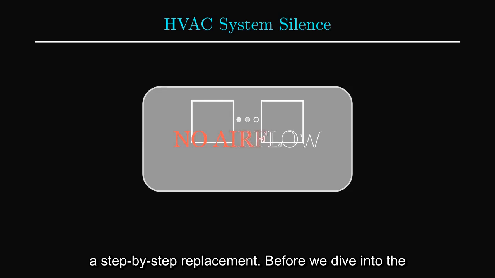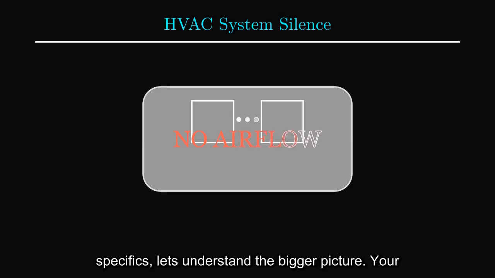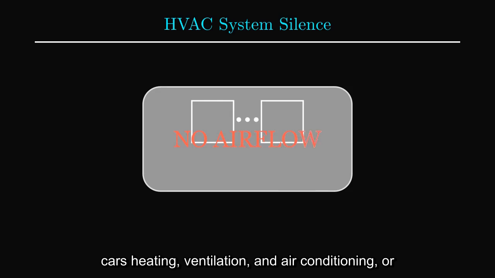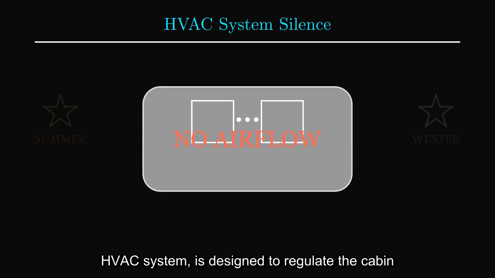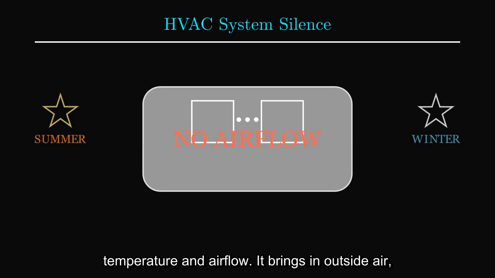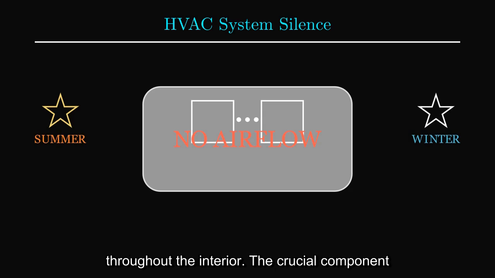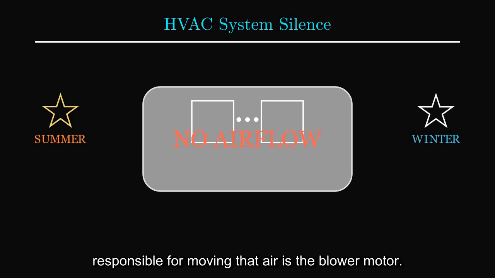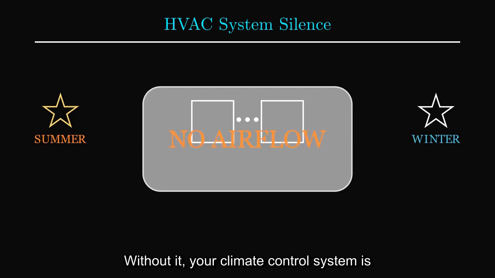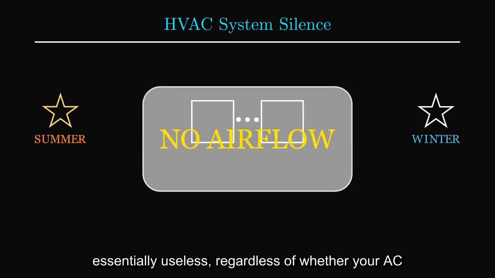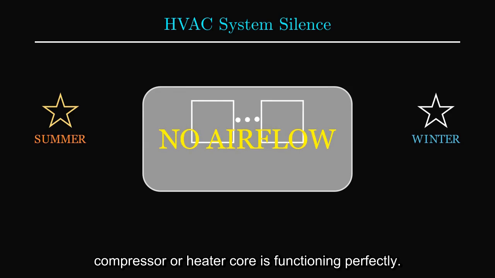Before we dive into the specifics, let's understand the bigger picture. Your car's heating, ventilation, and air conditioning, or HVAC system, is designed to regulate the cabin temperature and airflow. It brings in outside air, heats or cools it, and then distributes it throughout the interior. The crucial component responsible for moving that air is the blower motor. Without it, your climate control system is essentially useless, regardless of whether your AC compressor or heater core is functioning perfectly.